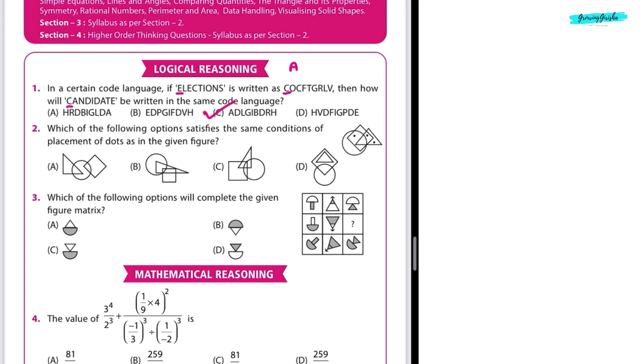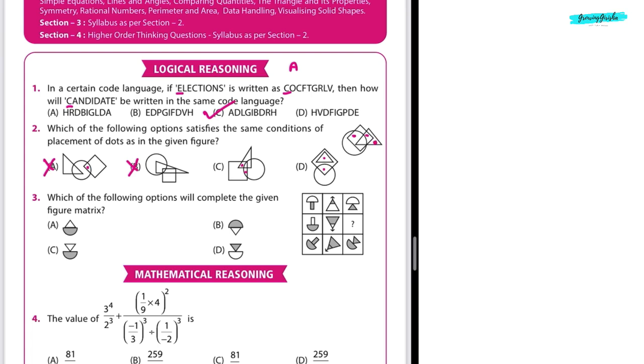Question 2. Which of the following options satisfies the same conditions of placement of dots as in the given figure? The first dot is in between circle and square. In option A, it is possible. In option B, it is not possible because the dot will come in the triangle as well. In option C also it is possible, and in option D also it is possible. Next, the dot is in between square and triangle. In option A, it is not possible because the square and triangle are not meeting each other together. In option C, yes, it is possible, and in option D also it is possible.